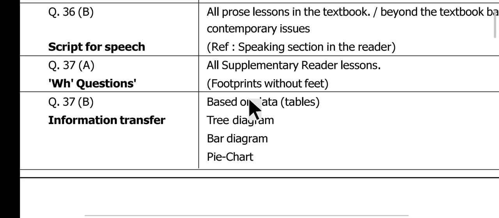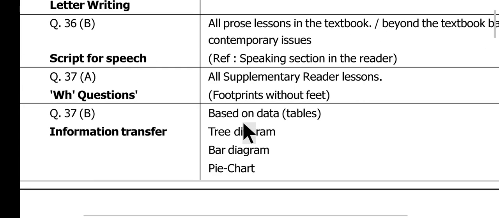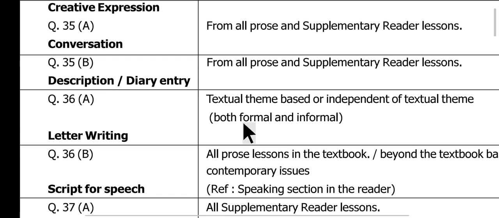Now the last item of the question paper is WH questions, which remains the same, but here the supplementary reader context is the base for preparation of WH questions based on the given passage. The last one is 37B, information transfer, which can be based on data, tables, tree diagram, bar diagram or pie chart. These are the sources of data for preparing the information transfer question. So this is the sample, brief analysis of the question paper.